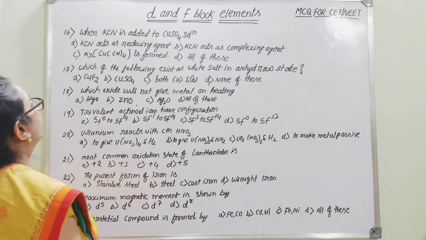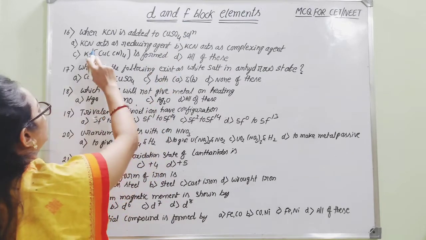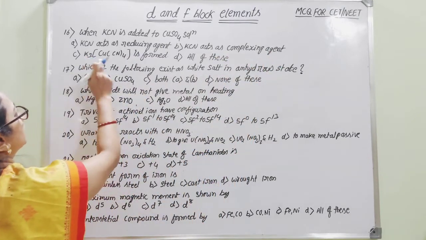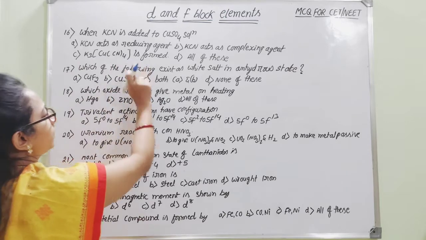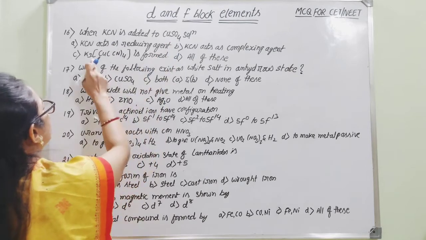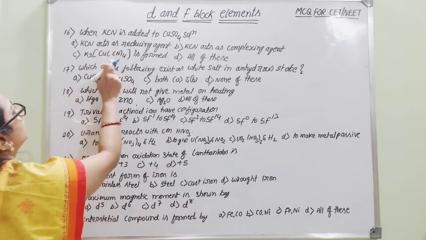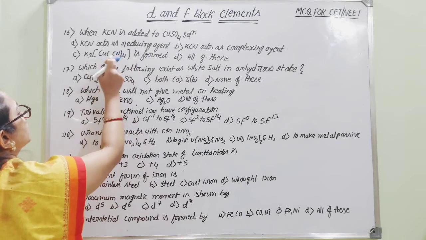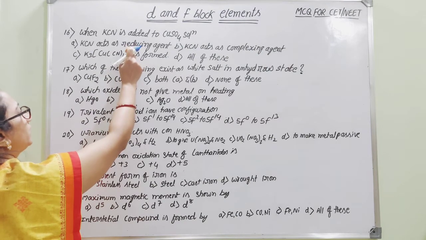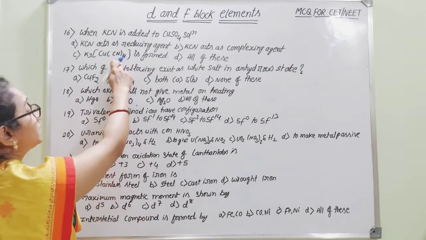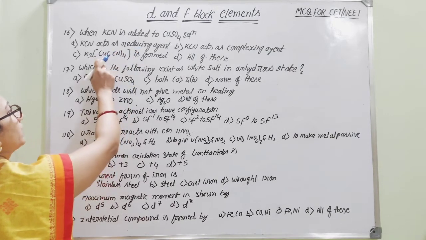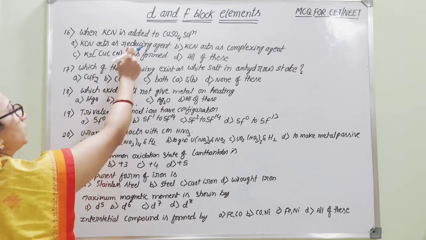The next question. When KCN is added to copper sulfate solution, KCN acts as a reducing agent, KCN acts as a complexing agent. It gives the complex, that is K3[Cu(CN)4] is formed, and all of this. Of course, you remember when KCN is added to copper sulfate solution, it gives this complex, that is K3[Cu(CN)4]. So here the oxidation state for copper, as you know, the complex is carrying 3 negative charges. Each cyanide is carrying -1. So if you want to get 3 minus, then copper should be having +1. +1 minus 4 is equal to -3.